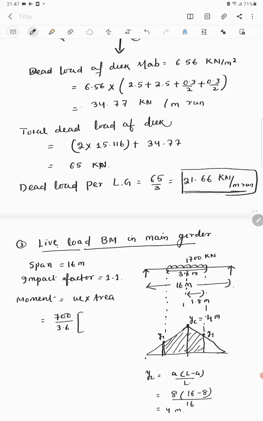Now, we can calculate this y1, and if this is y2, then y1 will be equal to y2. That you can calculate by the similarity of triangle. This is one triangle, this is another triangle. So first find this length. This is 8 and this is 1.8. So 8 minus 1.8 will give you 6.2. So from the similarity of triangle, 6.2 by 8 into 4, which is equal to 3.1. So y1 is equal to y2 is equal to 3.1.